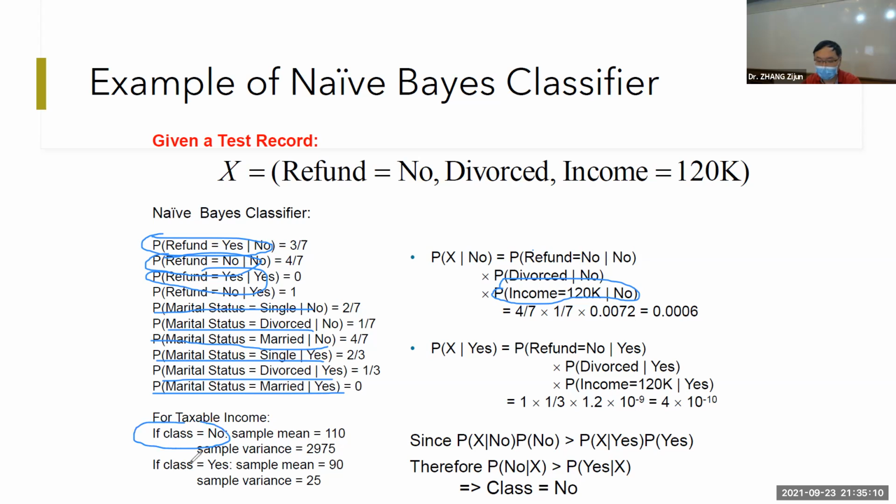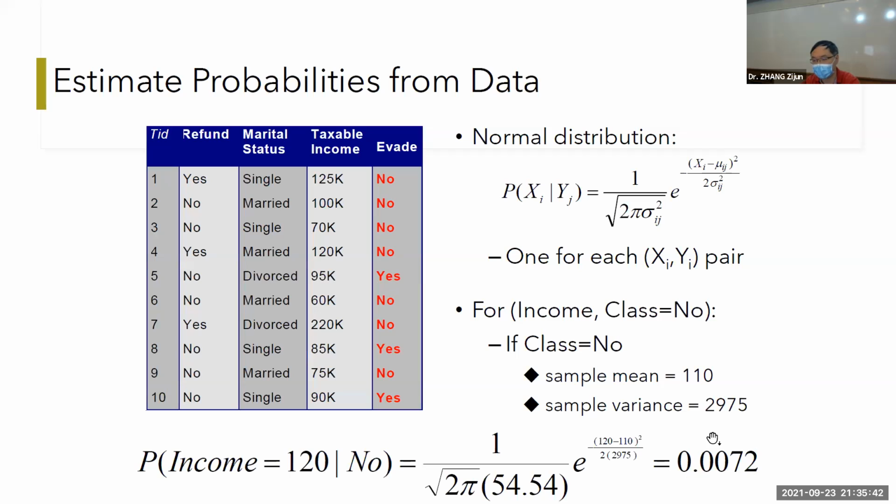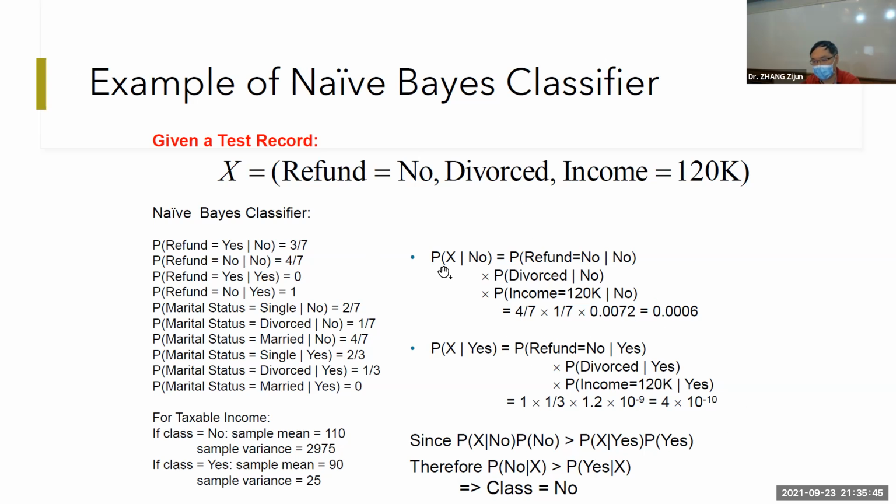For the income, for each class, we get the mean and the variance. Then we multiply all results together. So we see P(refund equal to no | no) is 4/7. P(marital status equal to divorced | no) is 1/7. P(income equal to 120K | no) is 0.0072. Then we can compute this P(X | no). And the same procedure is applied for P(X | yes).